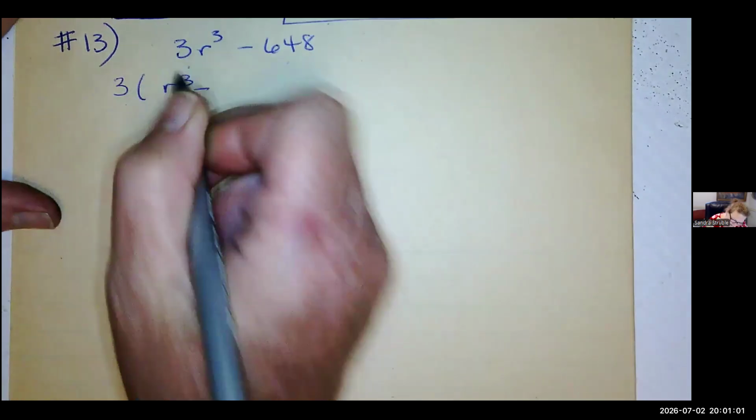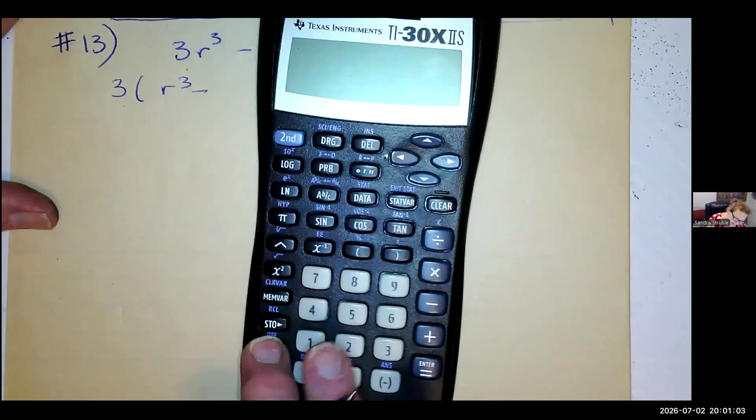So 6, 4, 8. These add up to 18. 6 plus 4 plus 8 is 18. It's divisible by 3, so 3 can be factored out. And 648 divided by 3 is 216.